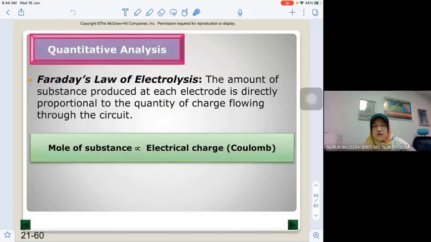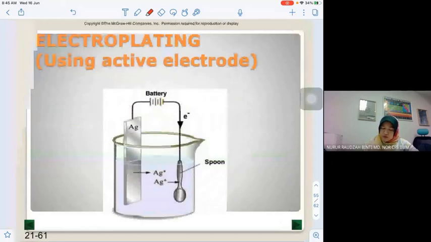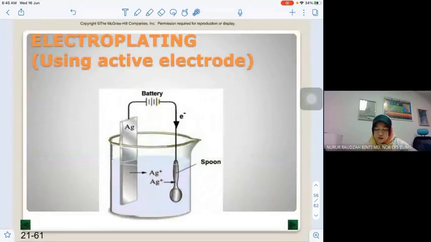So what is Faraday's Law? Faraday said that the amount of the substance that is produced at each electrode is directly proportional to the quantity of the charge that is flowing through the circuit. We know that this is an example of an electrolytic cell. We have a cathode here, the negative electrode, that is connected to the negative terminal of the battery.